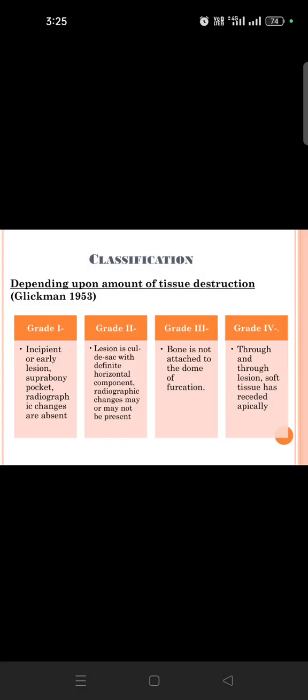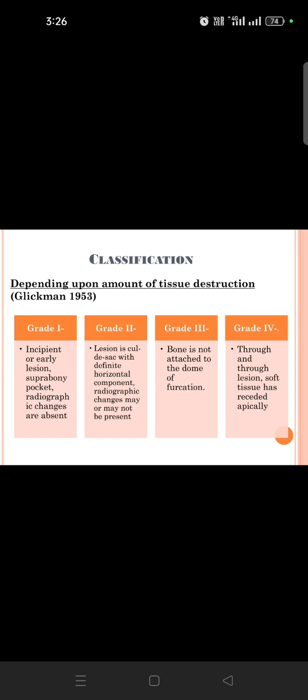Now coming towards the classification, we have various classifications for furcation involvement. Some of those we'll be discussing over here. First is the most important one, depending upon the amount of tissue destruction, which was given by Glickman in the year 1953. In this, first is grade 1, an incipient or early lesion with a suprabony pocket, and mostly there is an absence of radiographic changes.